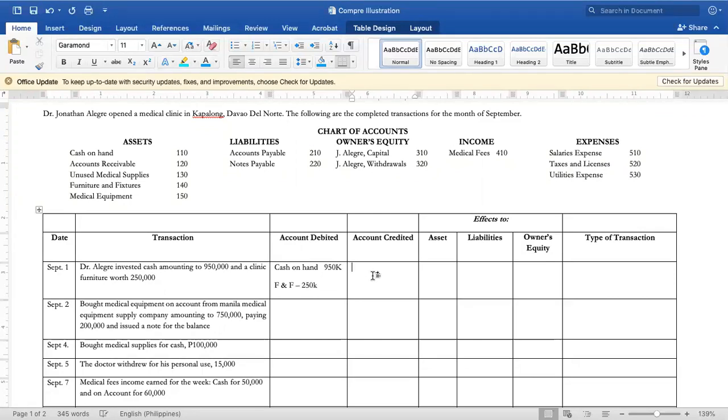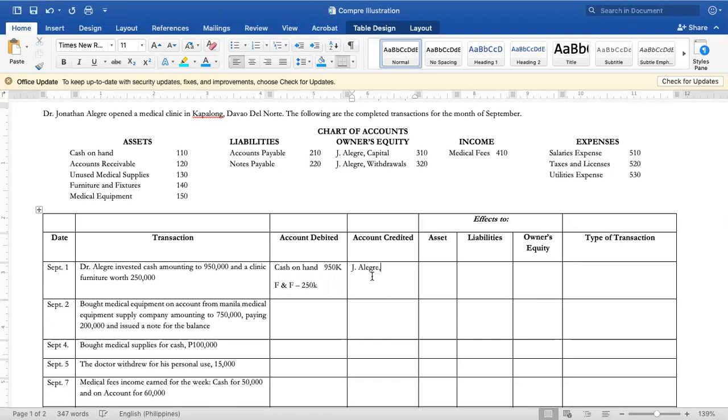Okay. Unsa atong i-credit if this is the transaction? So nag-invest si Dr. Alegre sa ato, okay, medical clinic. So unsa atong i-credit? So we credit the capital account because di ba capital man to, that is capital ang i-invest ni Dr. Alegre. So si Dr. Alegre na si capital ka medical clinic.